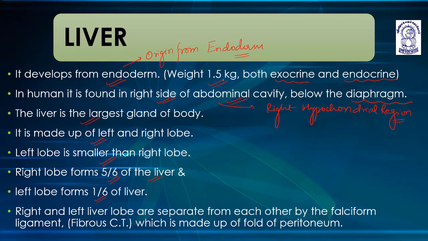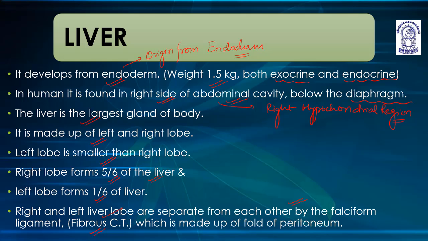Liver is comprised of two lobes, and these lobes are joined by falciform ligament, which is a fibrous connective tissue made up of a fold of peritoneum. So liver is the largest gland. Its weight is 1.5 kgs. It functions as both exocrine and endocrine gland, although endocrine functions are very minimal, almost negligible.